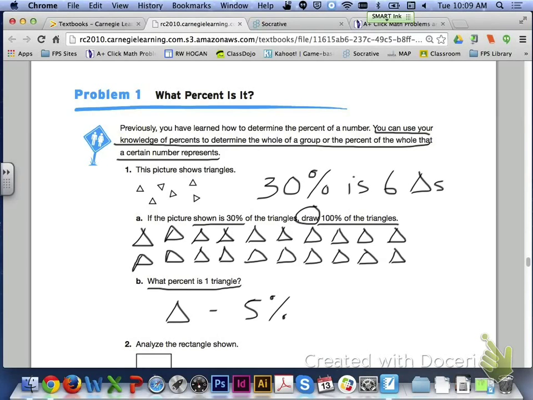If we take a look at letter A and B, you can see that for number 1, it says that 30% would be 6 triangles. So if 30% would be 6, if I think back to benchmark percents, that would mean that 10% would be 2. So if I know that 10% is going to be 2 triangles, I know 100% then is going to be 20. If I know that 2 triangles are going to be 10%, one triangle then must be 5% for letter B.